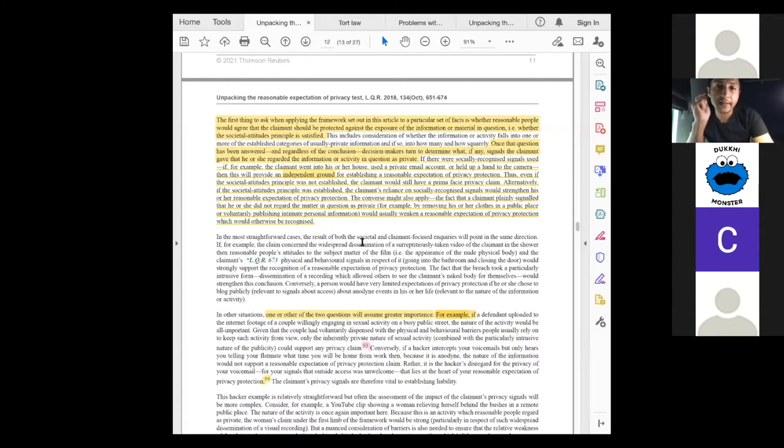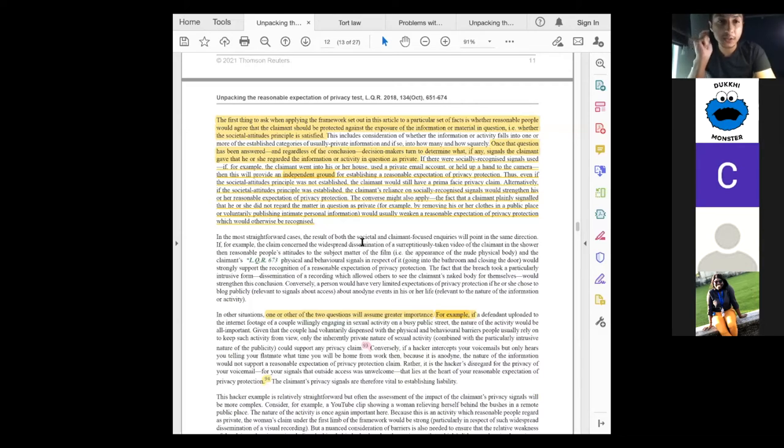The converse might also apply. The fact that a claimant plainly signaled that he or she did not regard the matter in question as private, for example, by removing his or her clothes in a public place or voluntarily publishing intimate personal information, would usually weaken a reasonable expectation of privacy protection, which would otherwise be recognized. So, for example, removing clothes is an act which is considered by society as a very private one. But if you do the same act in a public place and you do not signal that you consider the act a private one, then although society considers the act private, the courts are likely to hold that the reasonable expectation of privacy test has not been satisfied, because you yourself went to a public place and did the act, even though it was a private act, in a manner which was public.